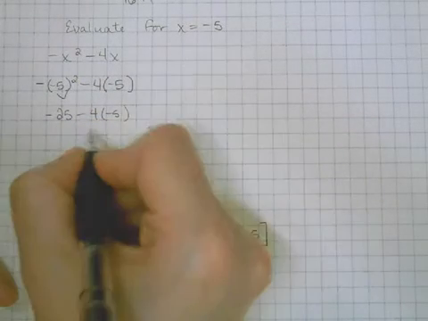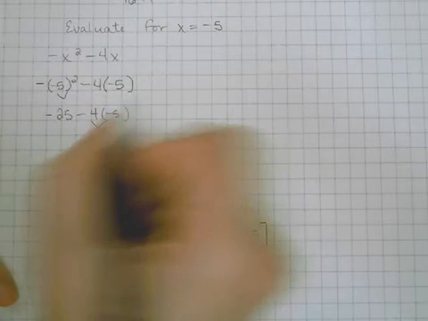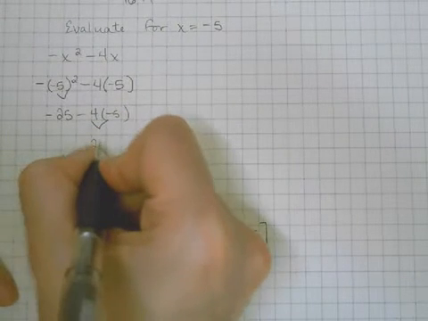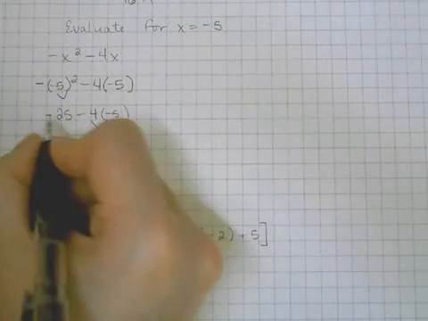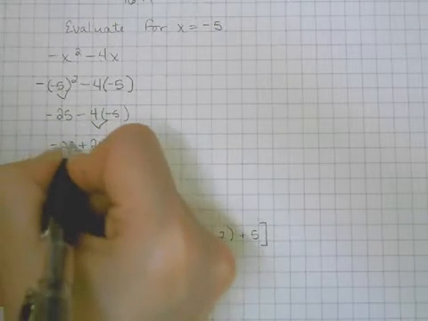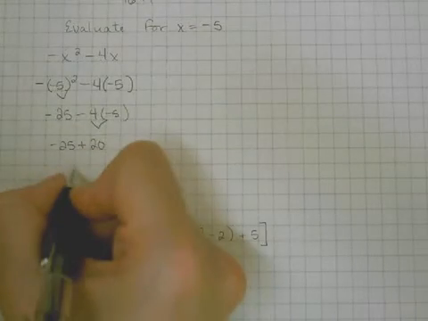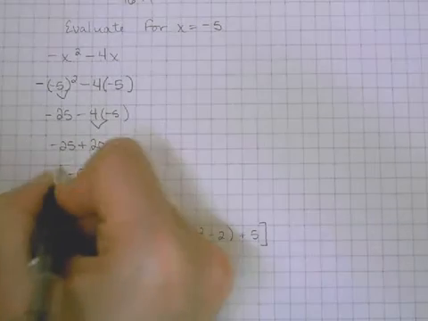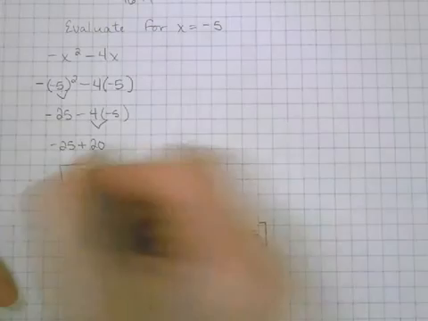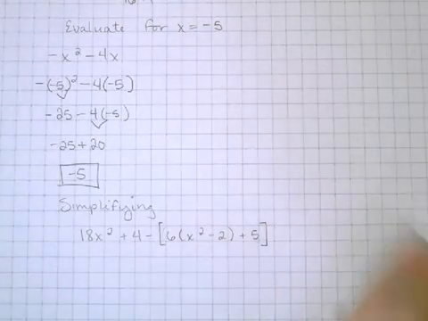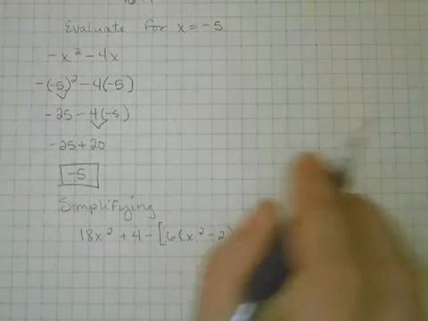Next thing I'm going to do is multiplication. -4 times -5 is a positive 20. And I'm going to drop down my -25. Finally, I'm going to add -5 plus 20, which gives me a -5, because the difference between 25 and 20 is 5. 25 is negative, so it's going to be -5.